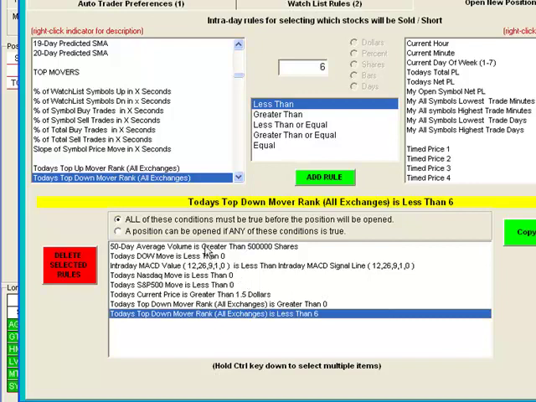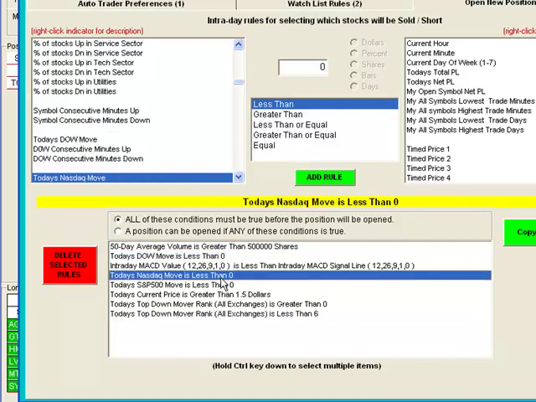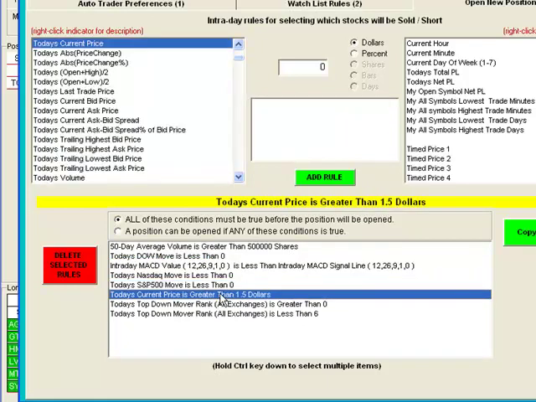So I'm only going to go short when the Dow is down for the day, the Nasdaq is down for the day, and the S&P is down for the day. I'm not trading penny stocks with this strategy. I tend to find the volume is too low, and it makes it difficult to exit those positions at the price you'd like by placing a market order through CoolTrade.